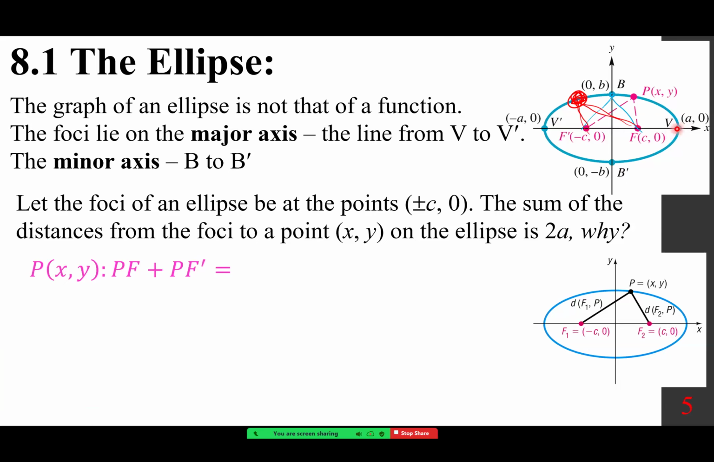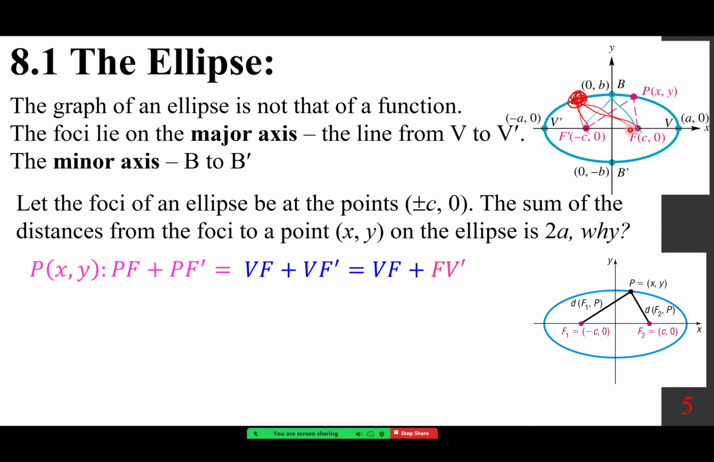So VF plus VF prime, which is the same as VF plus FV prime by symmetry. Remember, this is symmetric with respect to the x and the y axis. So this distance is the same as this distance.